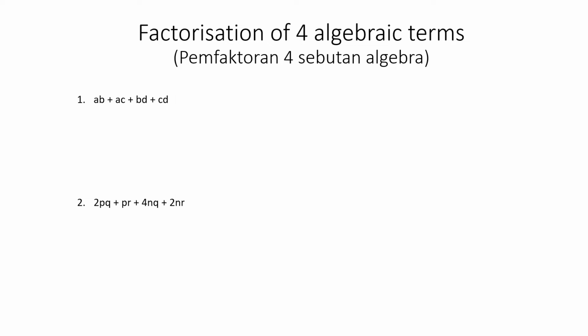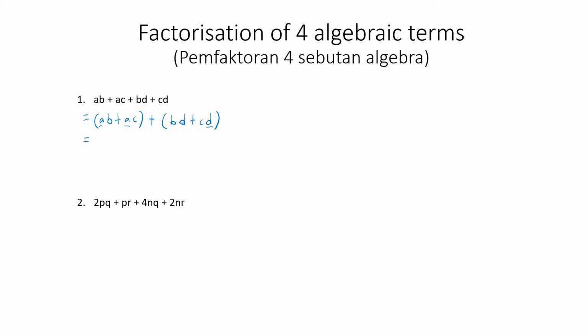For factorization of 4 algebraic terms, your answer will have 2 brackets. So for the first question, for the first step, you need to group them with common terms. So for AB plus AC, I can see the common term is A. So AB plus AC, they have the common term of A. And I group them in another group, which is BD and CD. BD and CD, the common term is D.